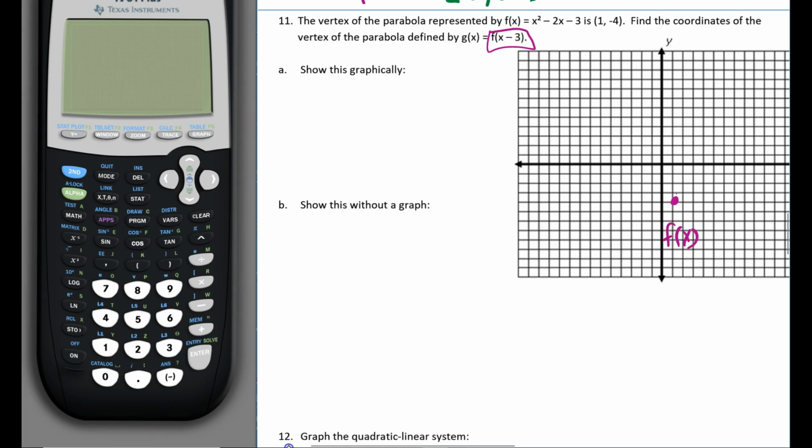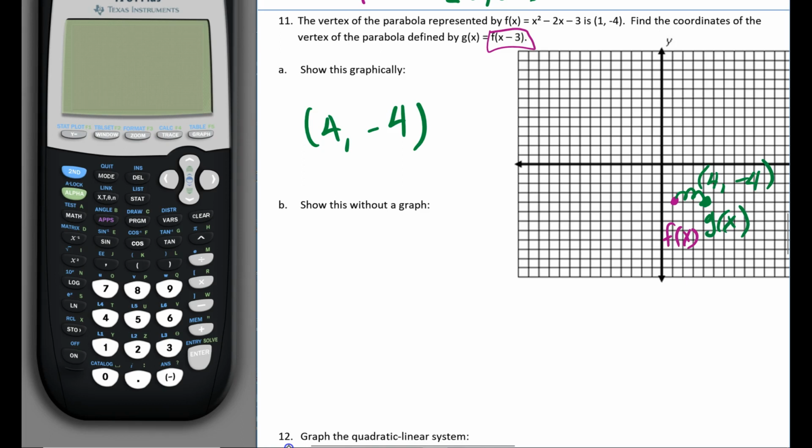Okay, so right off the bat, I'm seeing that I'm subtracting 3 from the x value, so I know this has to be some sort of horizontal shift. Remember that when you're subtracting a number from x, that's going to be a shift to the right. So in this case, I could just take the original vertex I have and move that over 1, 2, 3 to the right to find my vertex for g of x. So that coordinate would just be (4, -4). So that's how we would show it graphically, just by moving the point over.